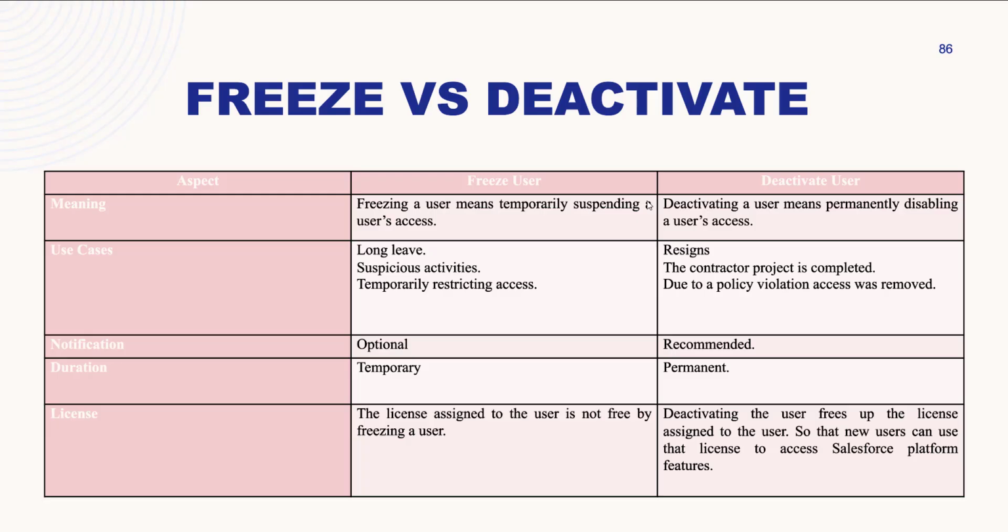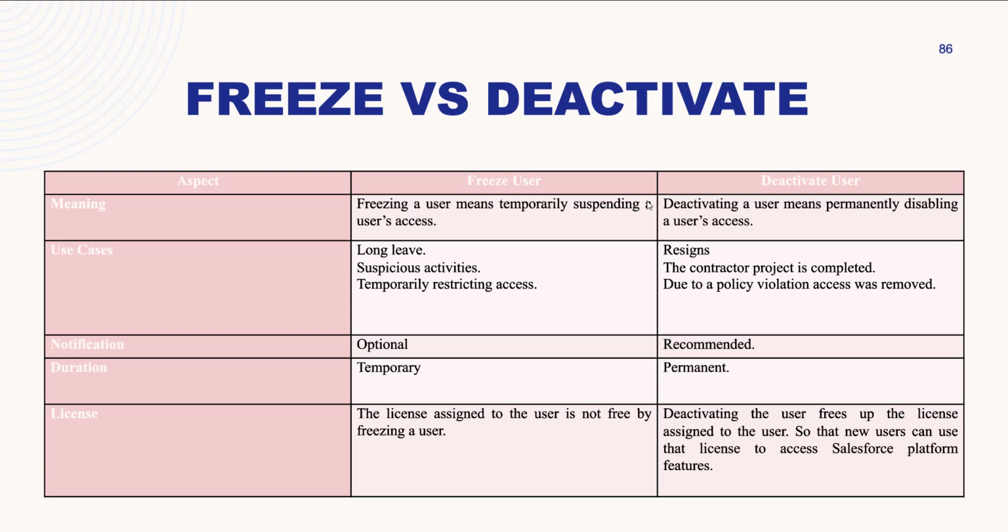Firstly, understand the meaning of freezing a user. Freezing a user means temporarily suspending a user's access, but in the case of deactivating a user, we mean permanently disabling a user's access. And we use the freeze case when employees go on a long leave, investigations of suspicious activities are done, and when temporarily restricting access. And for deactivating a user, we have use cases such as an employee resigned or terminated, the contractor project is completed, and the last one is when, due to policy violation, access was removed from the user.